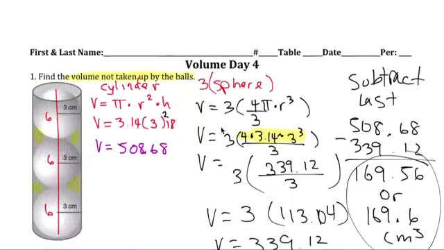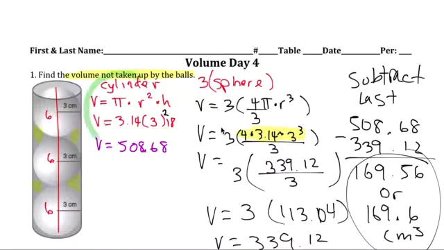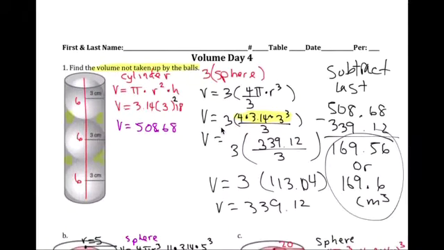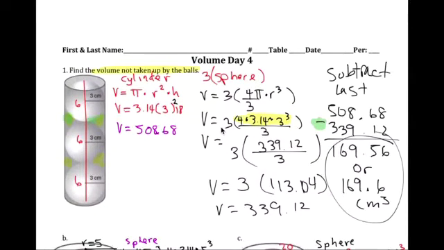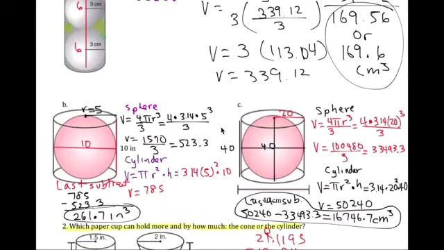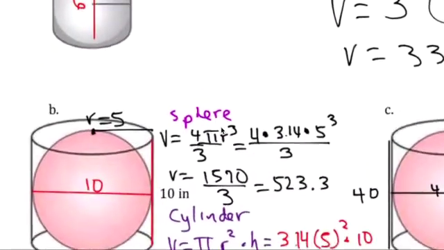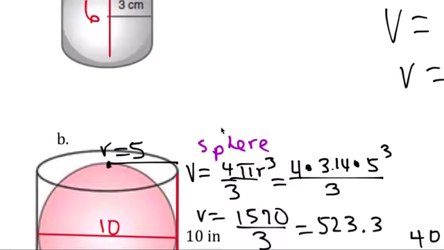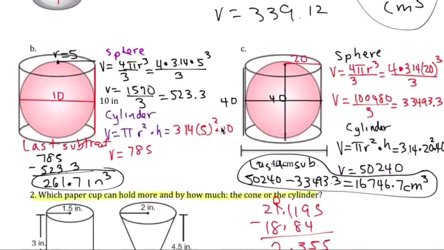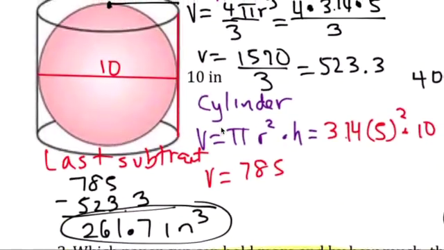That's number 1. First find the volume of the cylinder, then the 3 spheres, the tennis balls, and then you subtract to find out how much space is left in this canister. Same thing here. You find the volume of a sphere first. That's the pink ball. And then the volume of the cylinder, subtract them, and the answer is what's left.